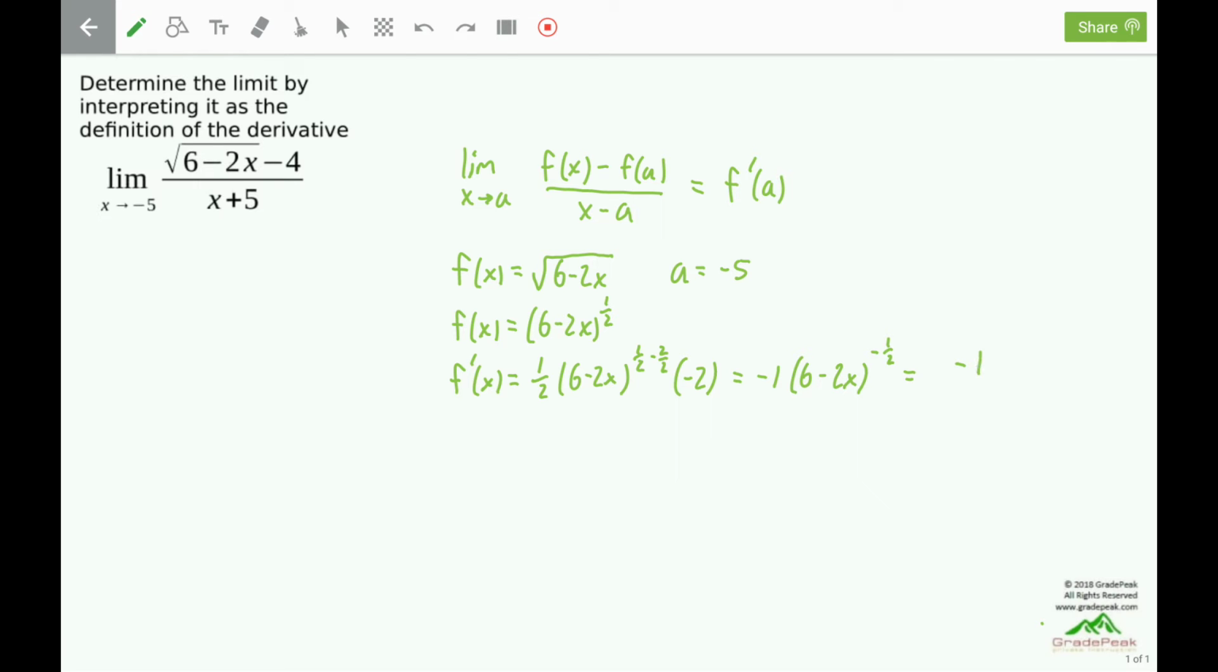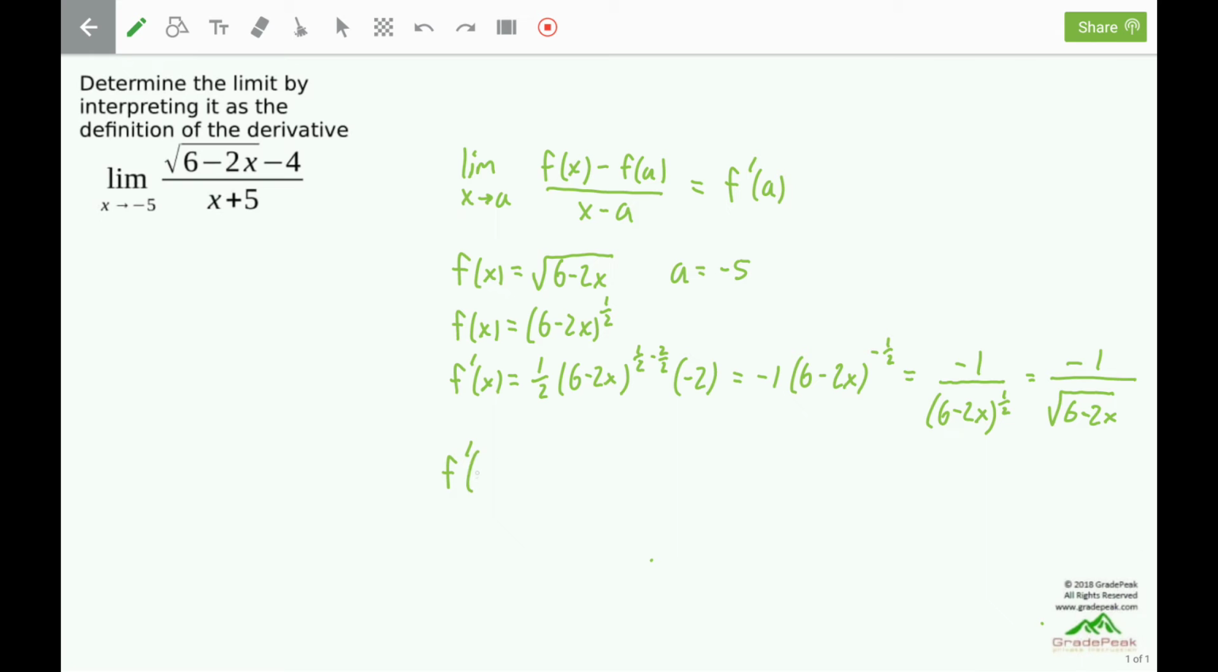-1/2 power means we can move it to the denominator and make it a positive 1/2 power. But then we can take one more step and rewrite this, because positive 1/2 power means square root first power, so this can be rewritten as the square root of 6 minus 2x in the denominator. Now that we have found the derivative, all we need to do is evaluate this at a.